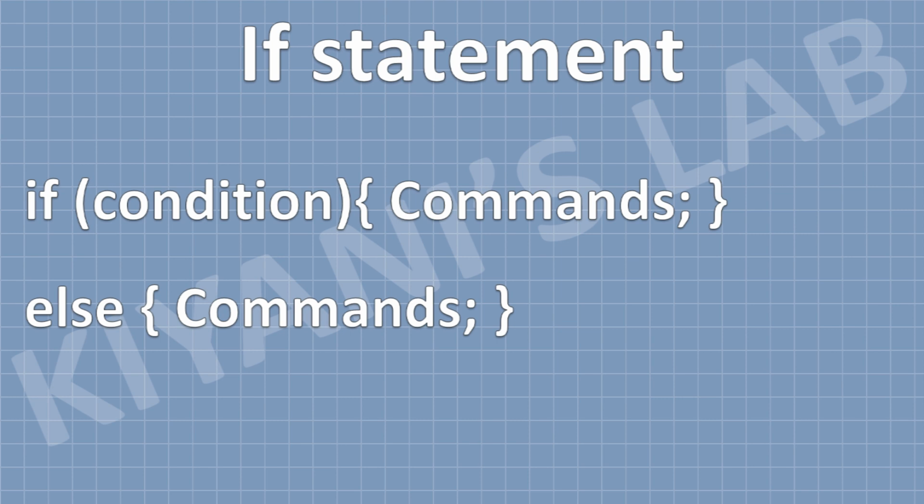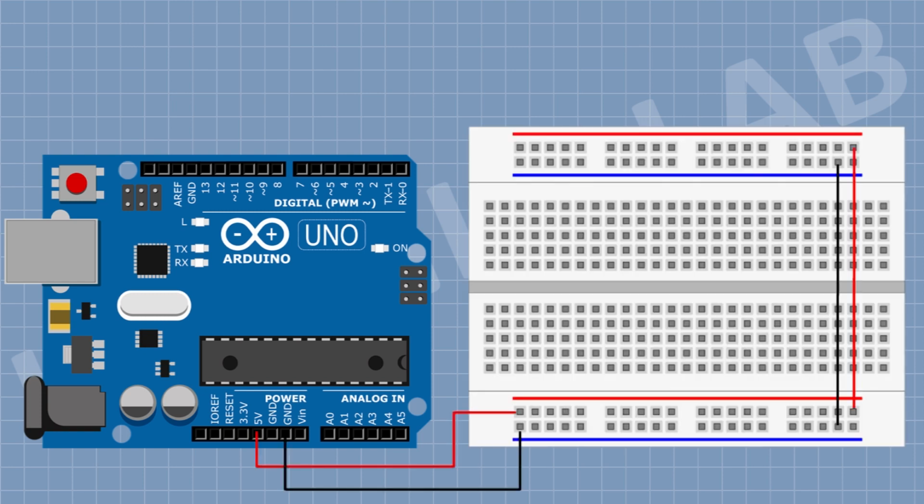Now let's make an example circuit to better understand the operation of this command. First, I'm gonna connect Arduino. After that, I'm gonna connect the push button on the breadboard and connect its one pin to pin D2 of Arduino and its other pin to ground. After that, I'm gonna connect a 10K resistor and connect its one pin to pin D2 of Arduino and its other pin to ground. After that, I'm gonna connect an LED and connect its anode to pin D3 of Arduino.